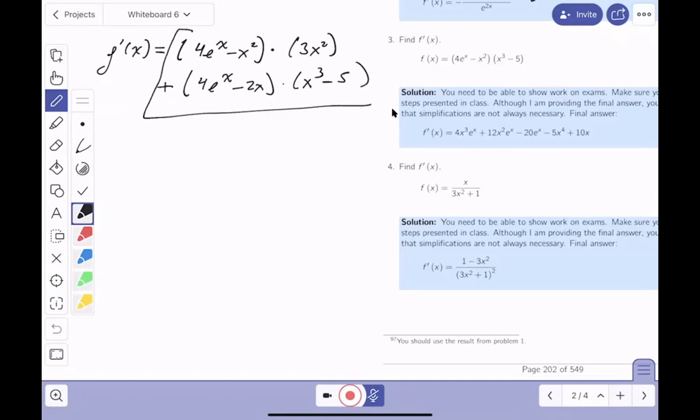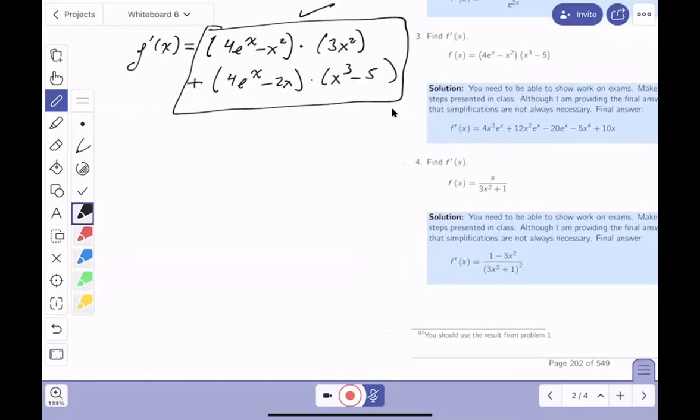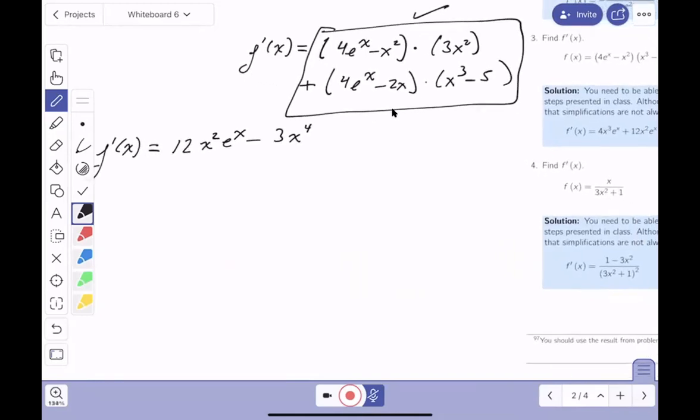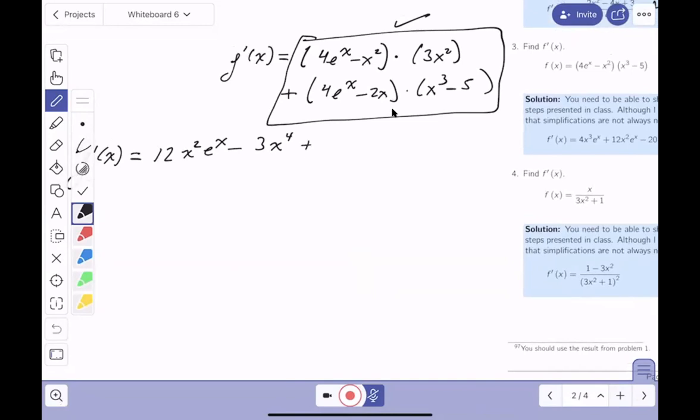Again, I'm of the opinion that this is a good answer. I would give you credit for that. I do want to go through the simplification now. And the reason for that is that typically most textbooks would simplify this and most teachers would demand a simplification. So what do you get? I'll write this down for you. You get 12, I'm using the distributive property of multiplication, x squared e to the x, minus 3x to the fourth. Let's keep going. A little more complicated now, isn't it? So plus 4x cubed e to the x, minus 20e to the x, minus 2x to the fourth plus 10x.